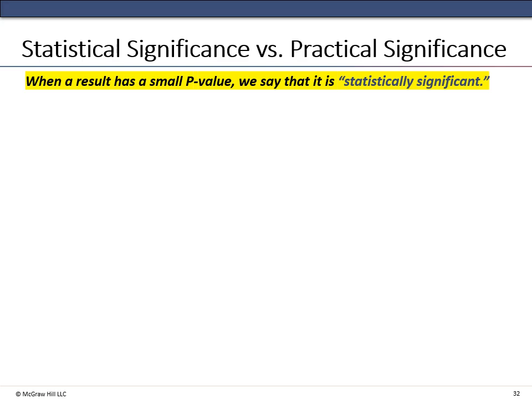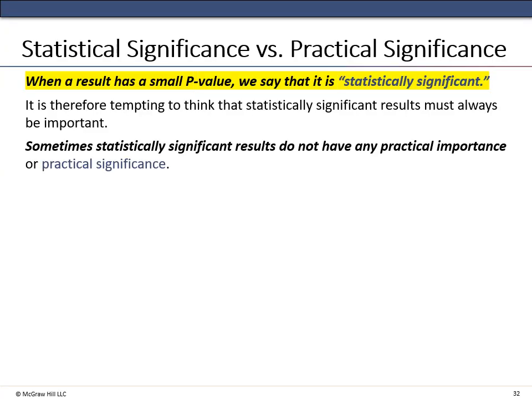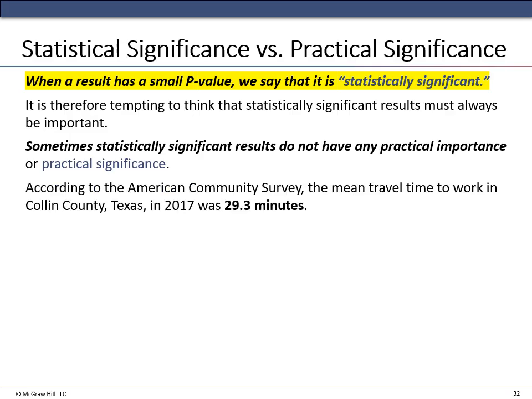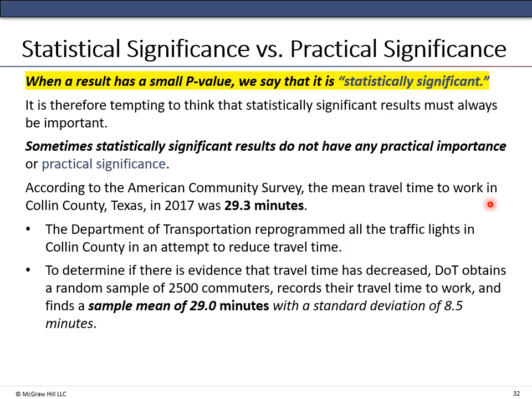When a result has a small p-value, we say that it is statistically significant. It is therefore tempting to think that statistically significant results must always be important. Sometimes statistically significant results do not have any practical importance or practical significance. And I think this is funny because this is right here in Dallas. According to the American Community Survey, the mean travel time to work in Collin County, Texas in 2017 was 29.3 minutes. The Department of Transportation reprogrammed all the traffic lights in Collin County in an attempt to reduce travel time.